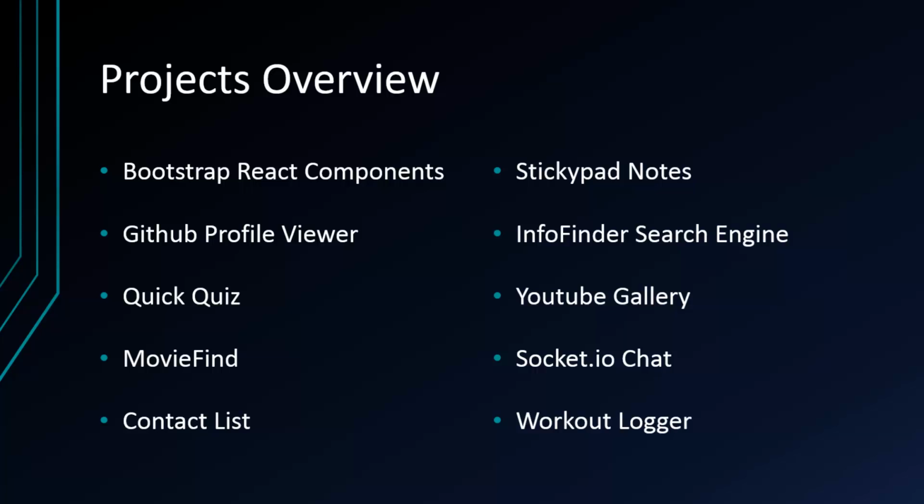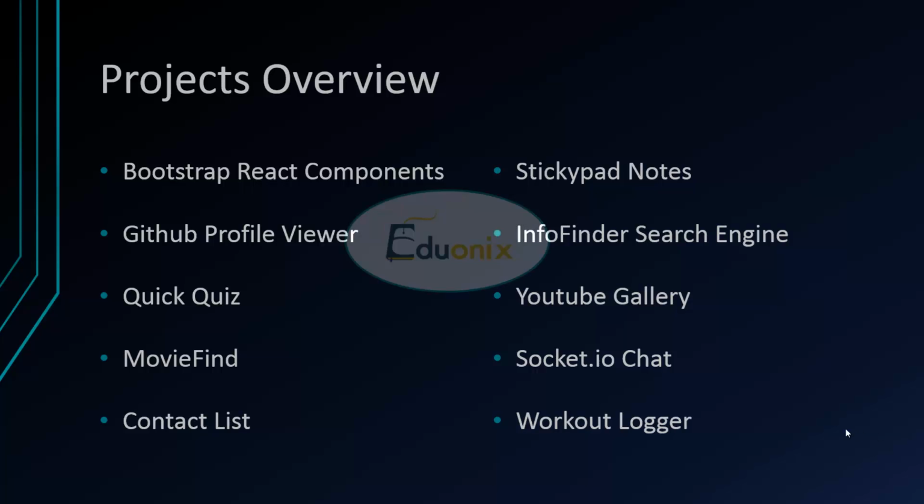YouTube gallery will be a simple video gallery where we can enter the ID of the YouTube video and add it to our gallery. Socket.io chat will be a chat application where we can enter our username and users can send messages over WebSockets. And then the final project will build a workout logger, which will have a mobile friendly interface, and we'll also use local storage, which is also pretty mobile friendly.